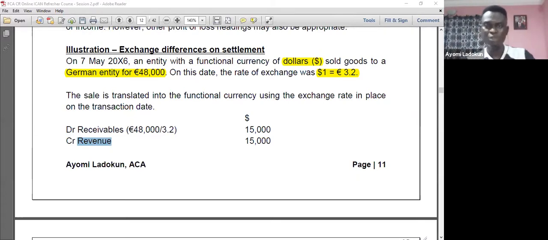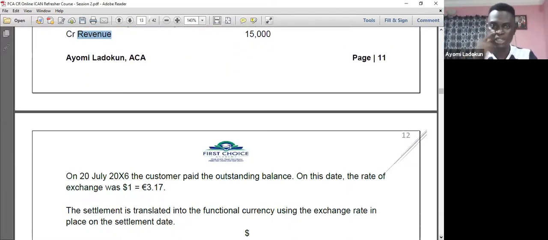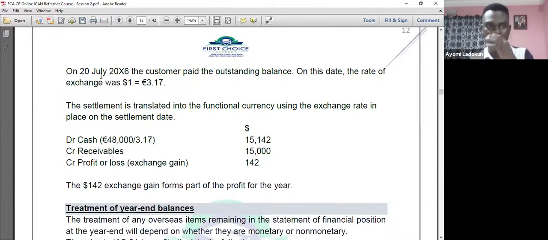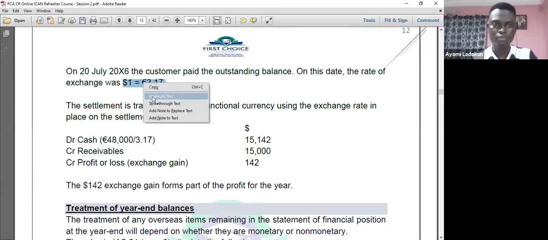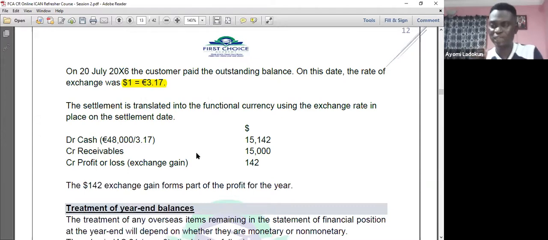So let me build you up. Here you debit receivables, and of course you credit your revenue. That is at the date of the transaction. You use the spot exchange rate. Now, it says in July 20x6, can you see? I bought in May, you remember? Now the customer paid the outstanding balance. That means he paid everything. The exchange rate now was $1 to 3.17.